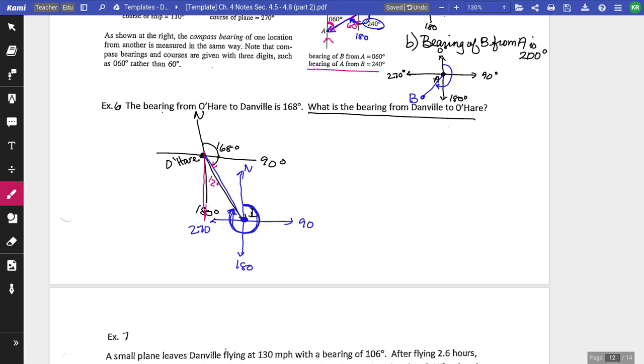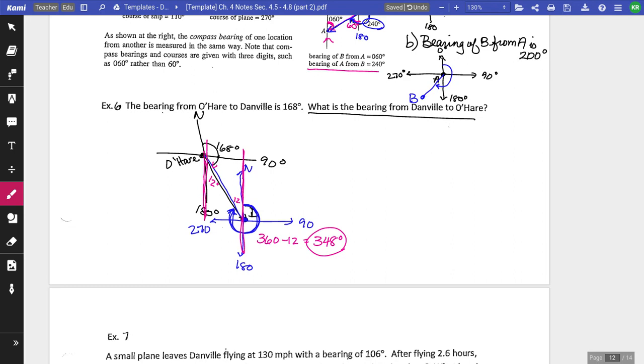Well, remember what we talked about, parallel lines. So you've got these north-south lines. If this is 12 degrees, then this angle is also 12 degrees. So my bearing here plus 12 degrees makes one complete rotation, 360 degrees total. So this bearing is going to be 360 degrees minus 12 degrees, which gives you 348 degrees.